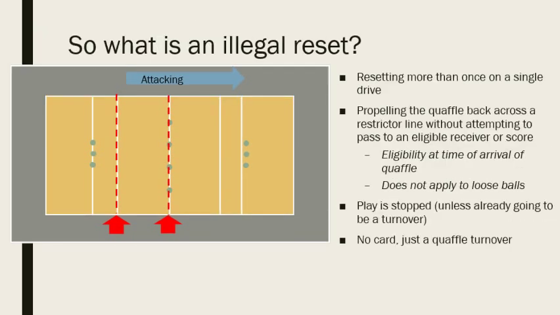All right, so what is illegal then? Short answer, resetting more than once on a single drive. So you're allowed one. You're allowed to pass the ball back to your hoops to safety once on a drive. And remember, your drives reset either when the opponent gets the ball, or you get scored on, or you score, or like the period ends. Okay, so you can cross these reset lines once. If you do it more than once on a drive, then that's an illegal reset. There's no card for that. It's just a quaffle turnover.